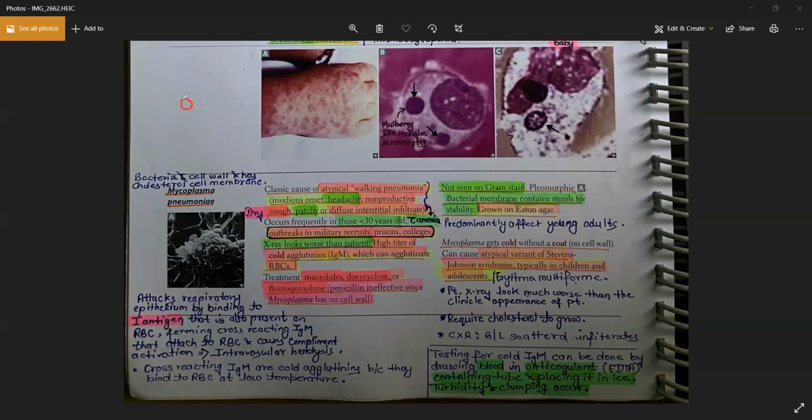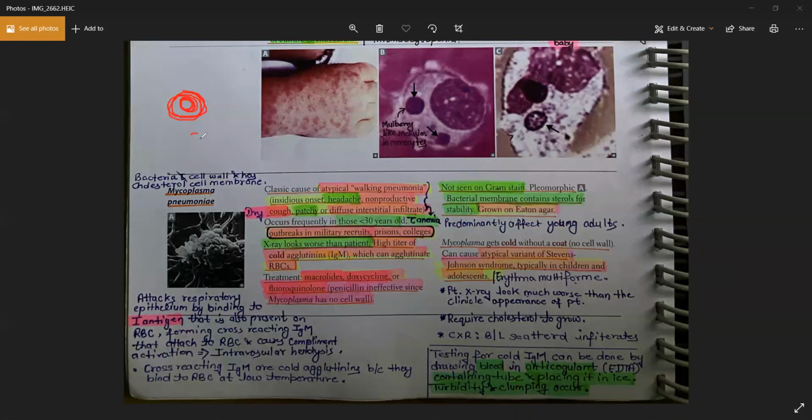So this is your area. The central area is very pale, followed by a dark area. Then again, there is a light pale region. Then again, a dark area. This is a targetoid-like rash.